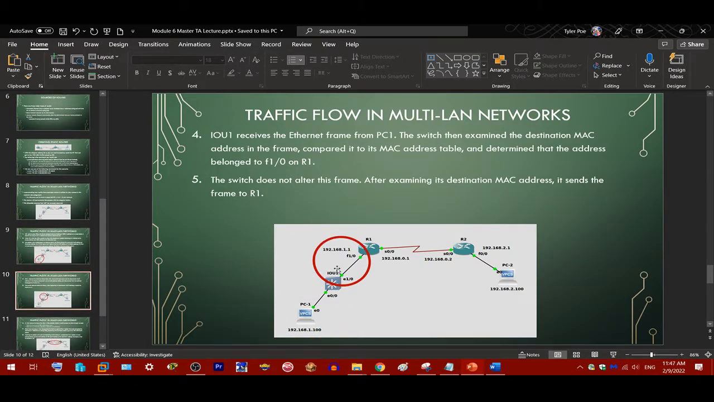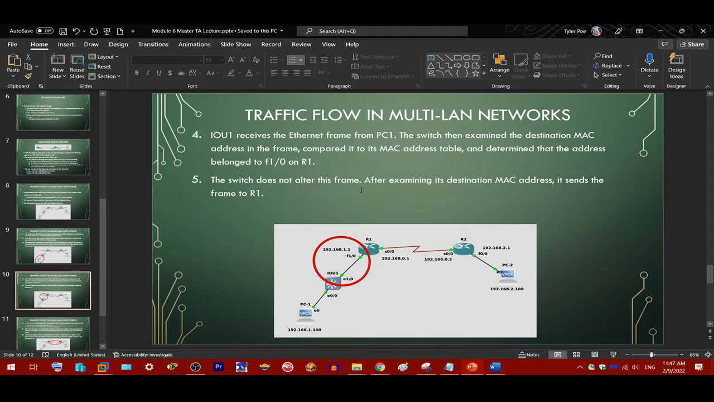So in our second step here, notice how the ports are circled. These are the ports that are involved in this next major step. IOU1 receives the Ethernet frame from PC1. The switch then examines the destination MAC address in the frame, compares it to its MAC address table, and determines that the address belongs to F1/0 on R1.